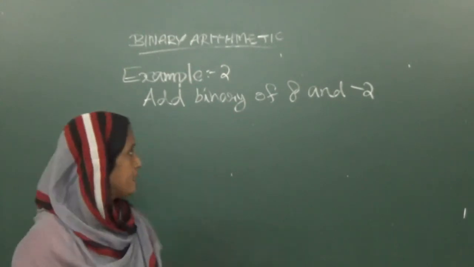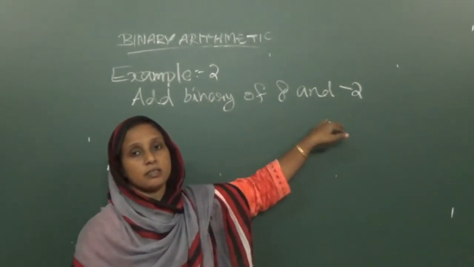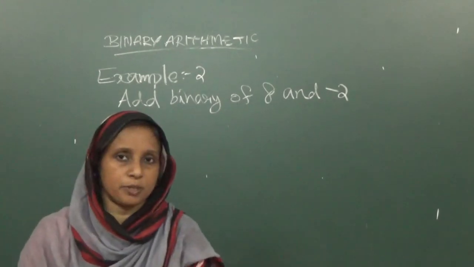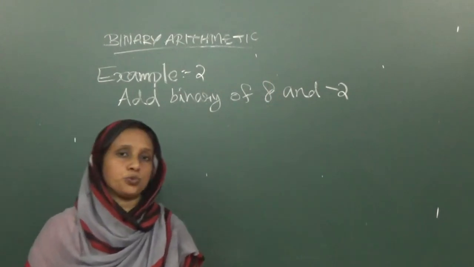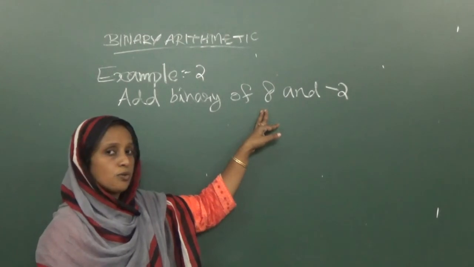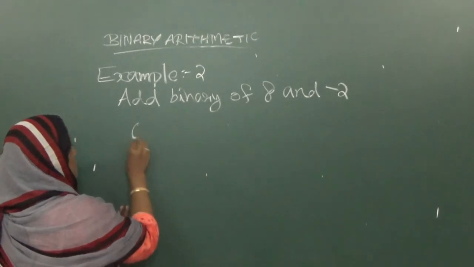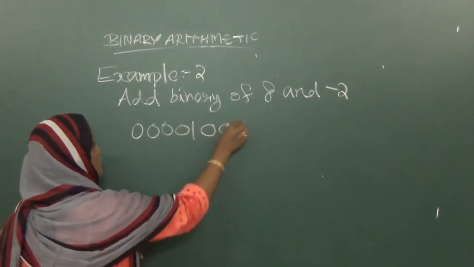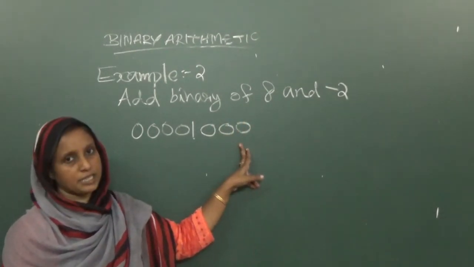Now we can add the second example, 8 and minus 2. The first problem we add two positive numbers. The second example we add 8 and minus 2. Okay, so binary representation of 8 is already known. Last problem we done it. So we can write here 0 0 0 0 1 0 0 0. This is 8, binary equivalent of 8.